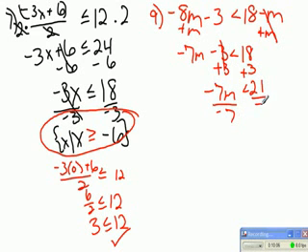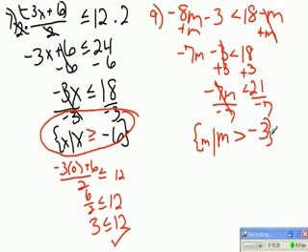Divide by 9. Hopefully this time you remember, when I divided by a negative, my sign flips. So I get greater than negative 3. And put it in set builder notation. Check my answer. So I want to use a number greater than negative 3. Again, 0 will work.